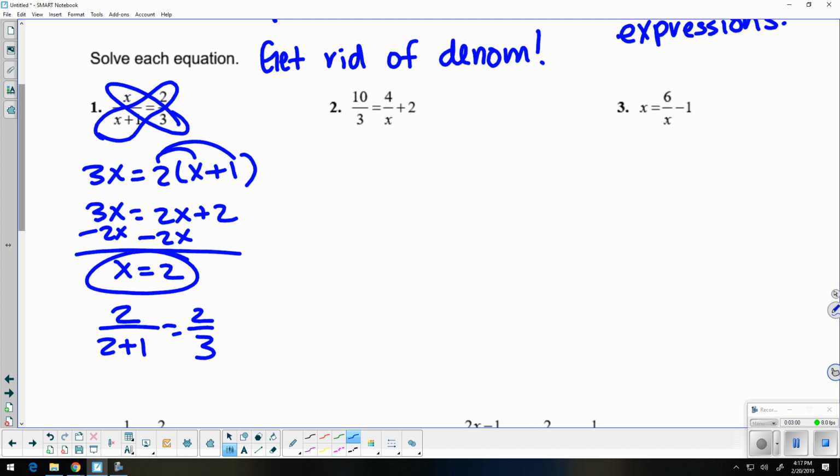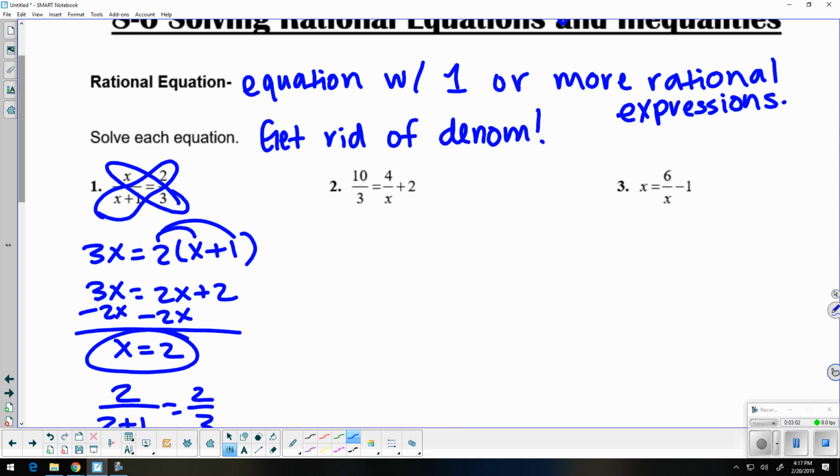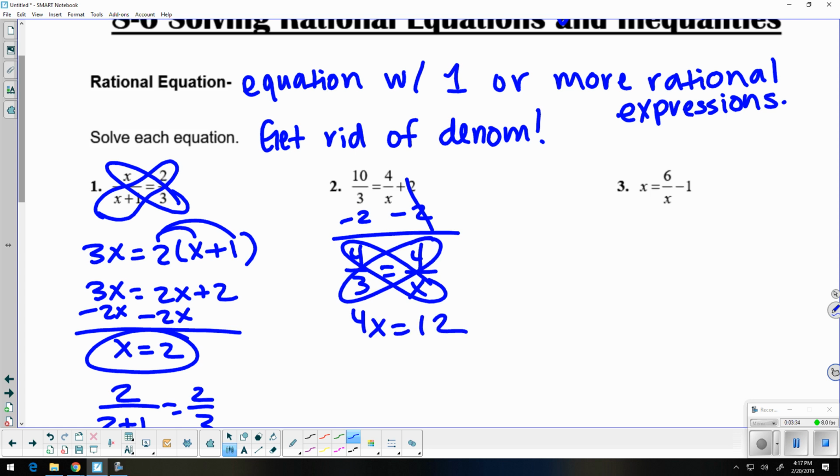For number 2, the next one, you can't just cross multiply because it's not just a fraction equal to another fraction. You've got that plus 2 hanging on the end. But what you could do to start is move the 2 by subtracting it. If I subtract 2 from 10/3, that should give me 4/3, and that equals 4 over x. Now, if you'd like, you can cross multiply, but the answer should be kind of obvious. But go ahead if you'd like to. You have 4x equal to 12. Dividing both sides by 4, you should get x equals 3.